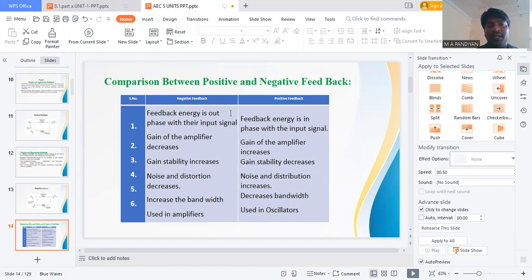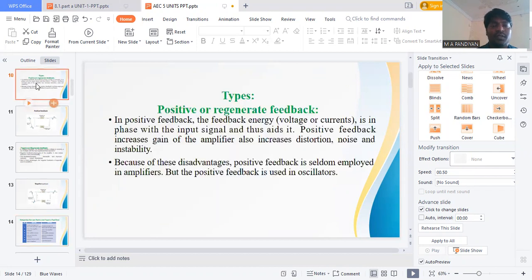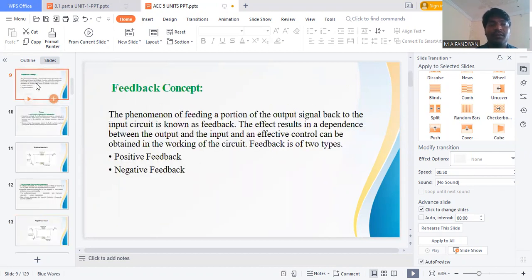The next parameter is application. Negative feedback is used in amplifiers, and positive feedback is used in oscillators. So these are all about feedback. The first one, the concept of feedback: a sample is taken from the output and again given to the input. This is the main concept of feedback, and the purpose of feedback is that it gives the exact output.